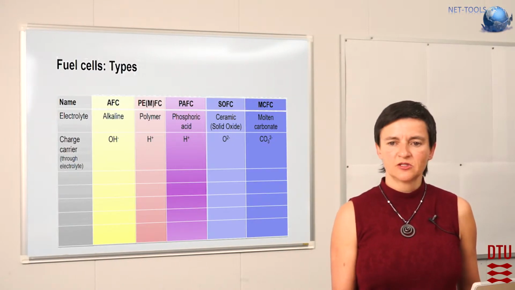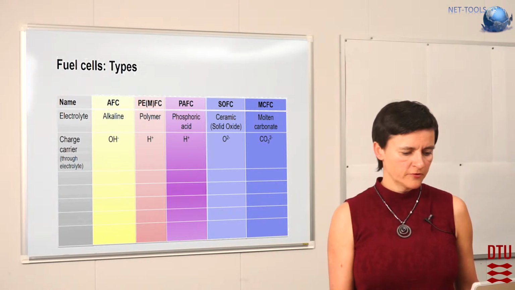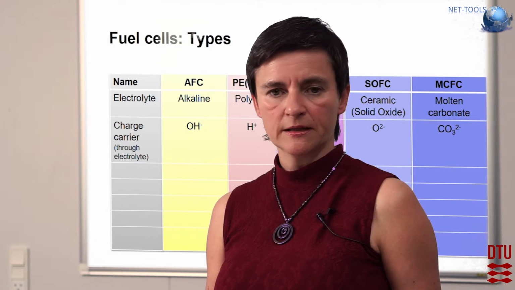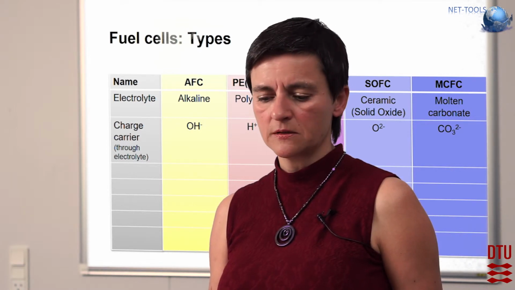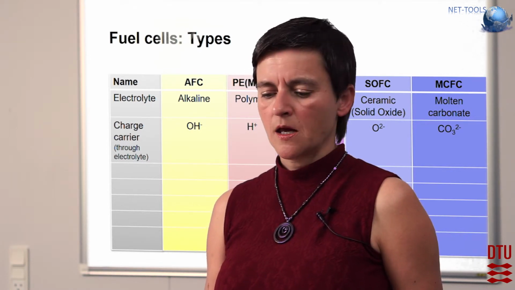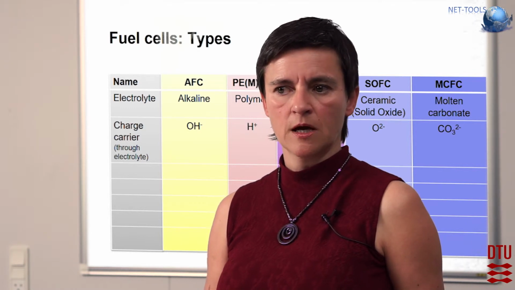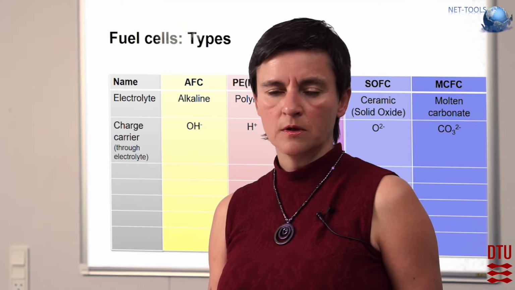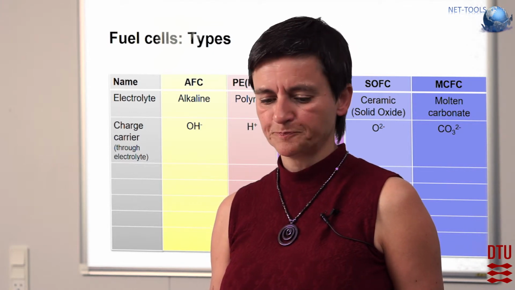They are listed here in this table, and the colors are for better distinction later on. So as you know, the fuel cell types are divided according to the nature of the electrolyte. We have alkaline fuel cells, AFCs, polymer exchange membrane fuel cells with a polymer membrane electrolyte. We have phosphoric acid fuel cells, solid oxide fuel cells, and molten carbonate fuel cells. I will not go into detail on the sub-versions that also have been developed. They will come later in the specific sections.